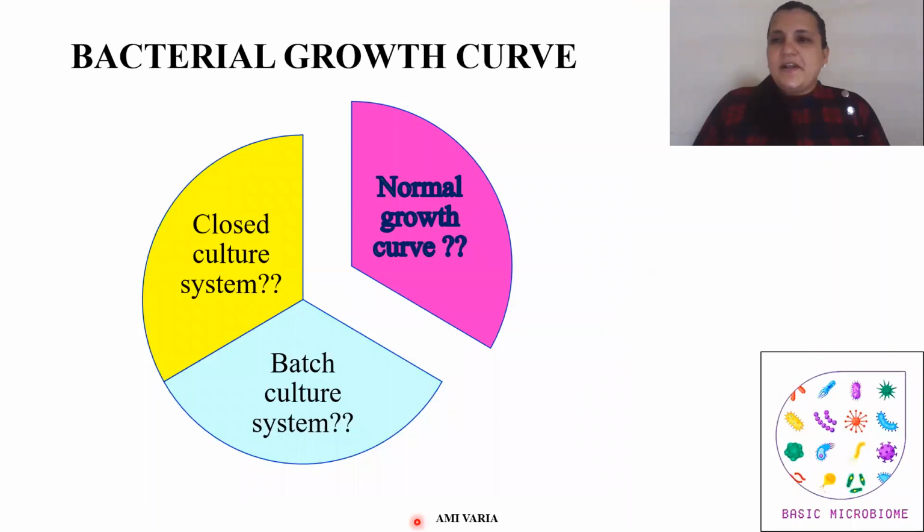First of all, what is normal growth curve? Once bacteria are inoculated into the fresh medium, they are allowed to grow for an optimum period of time, and they show a certain characteristic pattern of growth that is known as normal growth curve. Two factors, batch culture and closed culture system, are very important.